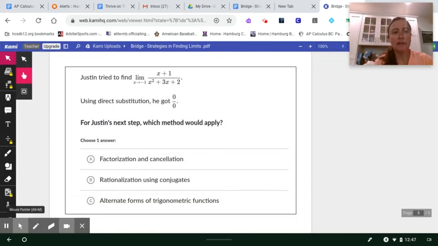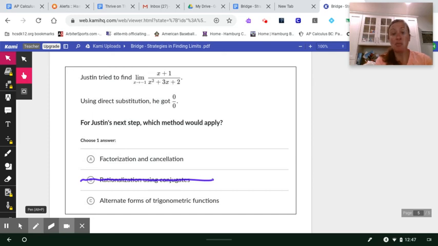Justin tried to find the limit as x approaches -1 using direct substitution. He got 0 over 0. For Justin's next step, which method would he apply? So as I'm looking at this fraction here, I noticed there's no radicals. So to me, conjugate method, I'm going to cross off right away because I don't see any radicals. That's the only time I'm using that method.